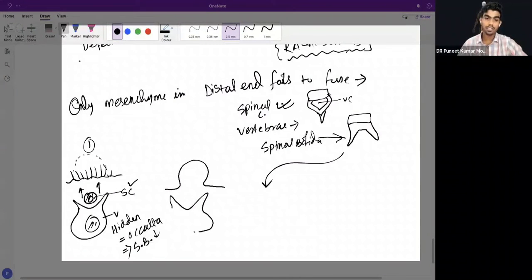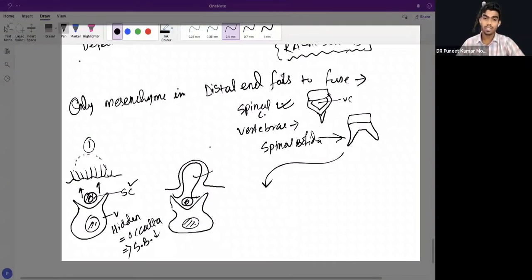It's clear that the spine is not fused now. This is the body. Spine is not fused now. Okay. If this is the skin of the baby, if the spinal cord is present in its normal location, only the meninges bulge towards the skin. This is the covering of the spinal cord only bulge towards the skin.